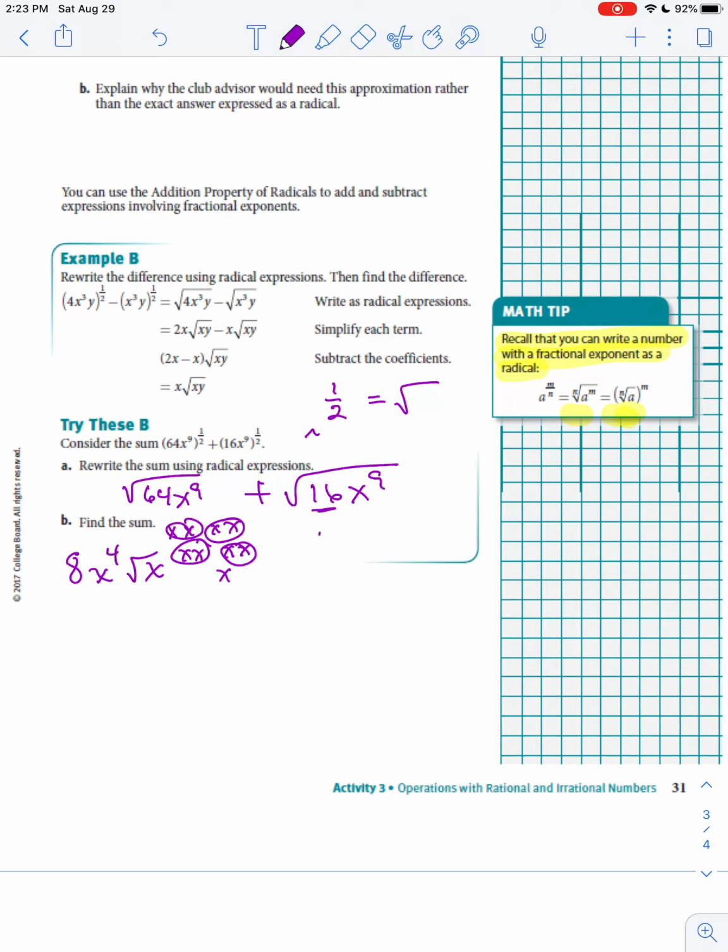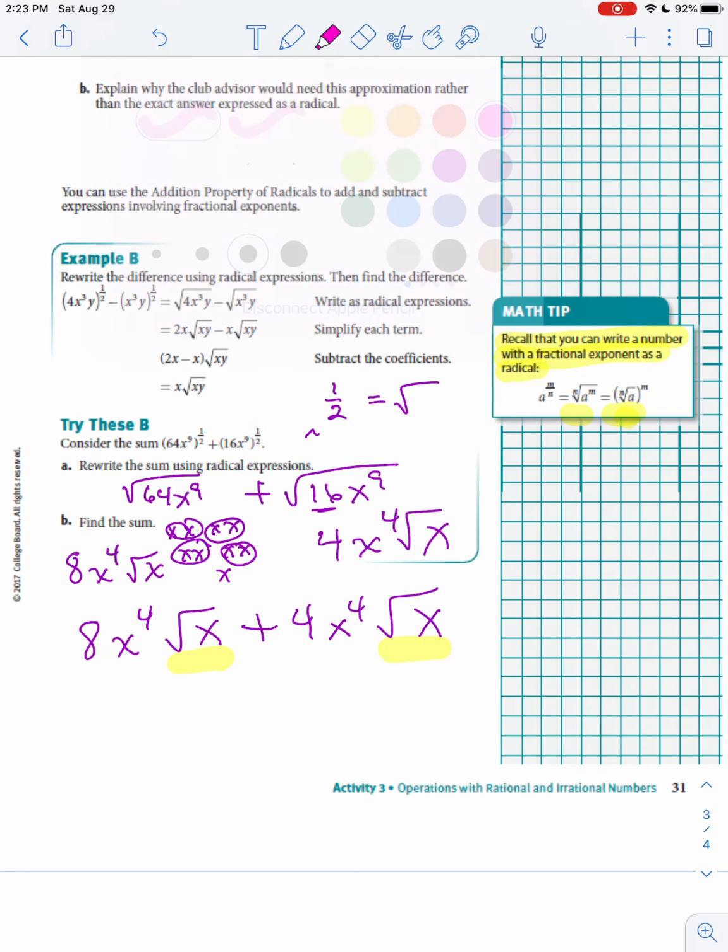Let's do the other one now. The other one should be easy because we know 16 square roots out to 4, but we just worked on the x to the 9th. We know that's x to the 4th root x. So guess what? Now we can do the sum. So 8x to the 4th root x plus 4x to the 4th root x can be combined. It's perfect now because we have the same radical. It's a square root of x. And in this case, because we have polynomial coefficients, they have to be like terms also. And so we have 8x to the 4th and 4x to the 4th. So we can combine this one.